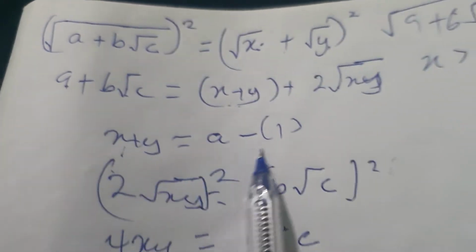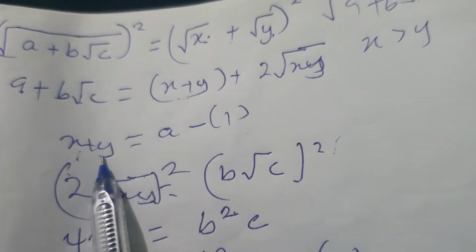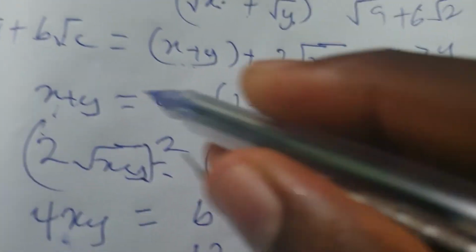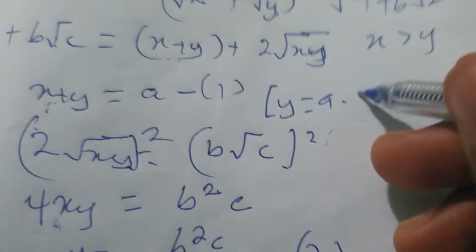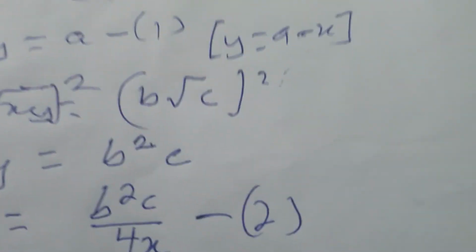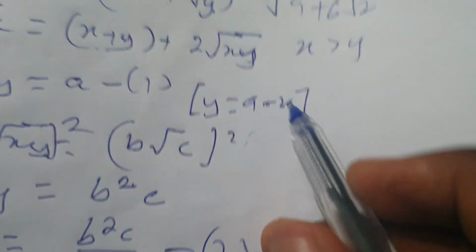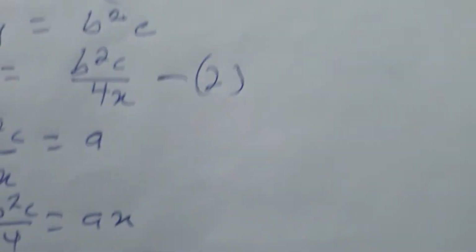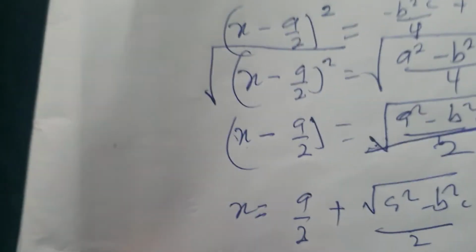Okay, now from equation 1 here, we can write that y will be equal to a minus x, right? Y will be equal to, we bring the x to this side, a minus x. So now that we know the value of x, we just have to put it in this relation to find the value of y.